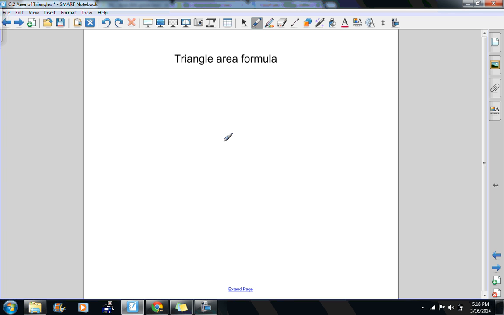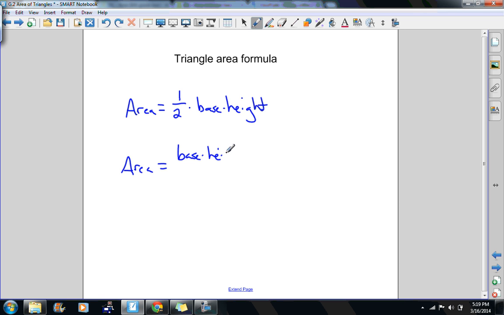Therefore, a triangle area formula is one of two ways. Either 1/2 times the base times the height, which means it's a half of the area of the rectangle, or another way to say that would be the base times the height, and we take that answer divided by 2. Both of these mean the same thing.